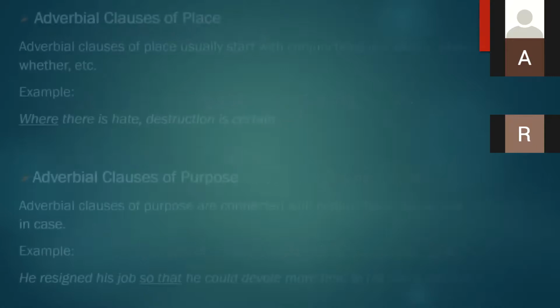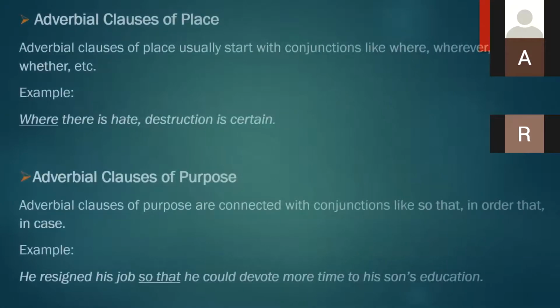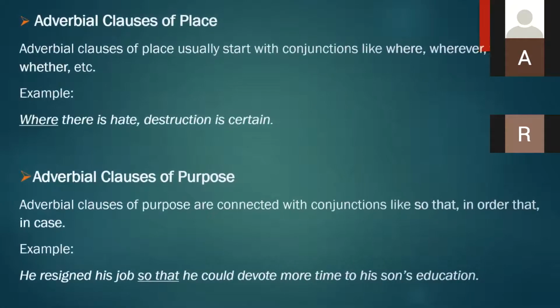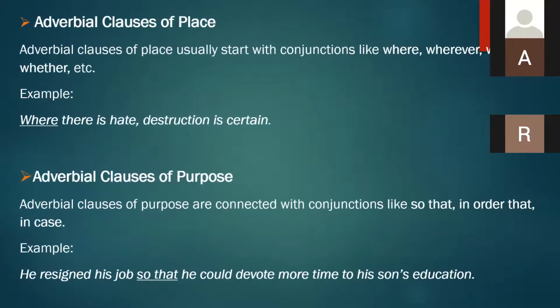Next, we have adverbial clauses of place. Adverbial clauses of place usually start with conjunctions like where, wherever, whence, whether, etc. So for example, where there is hate, destruction is certain. So where is the conjunction used here for adverbial clauses of place.